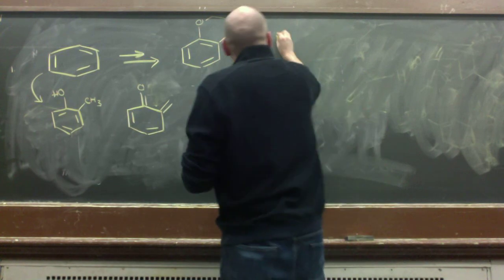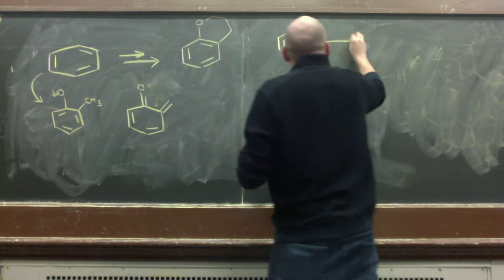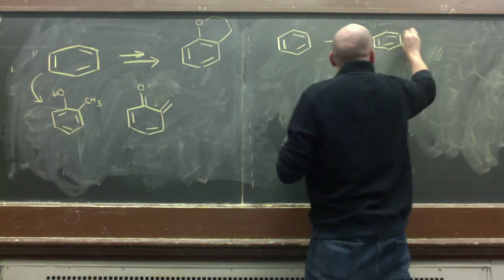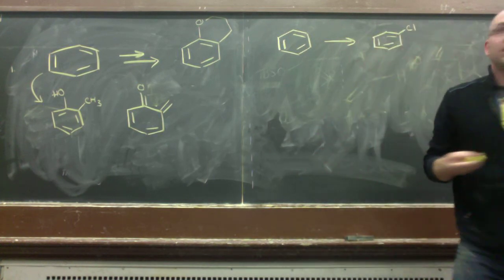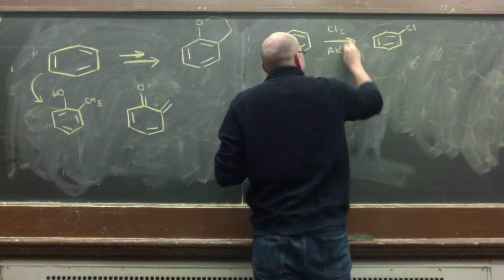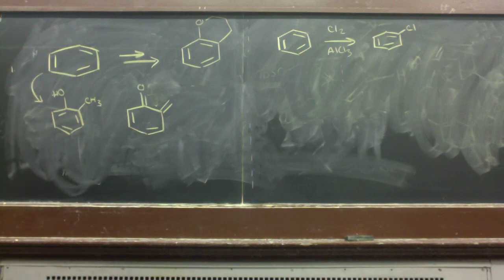Right, so what you could do, how do you make the chlorides? You guys, I'm sure, can all do that, right? So how do you make chlorides? How do you make chlorobenzene? Yeah, some Lewis acid, so we can say aluminum trichloride.